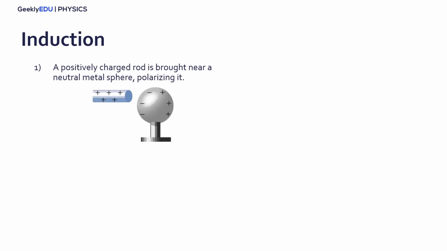The last charging process we're going to cover is the induction process. Let's divide it into 4 simpler steps to understand it. So in the first step, we have a positively charged rod that is brought near a neutral metal sphere. When you do it, we polarize the sphere. So the positive rod attracts the electrons from the sphere to its side, leaving all the positive charges of the sphere on the other side.